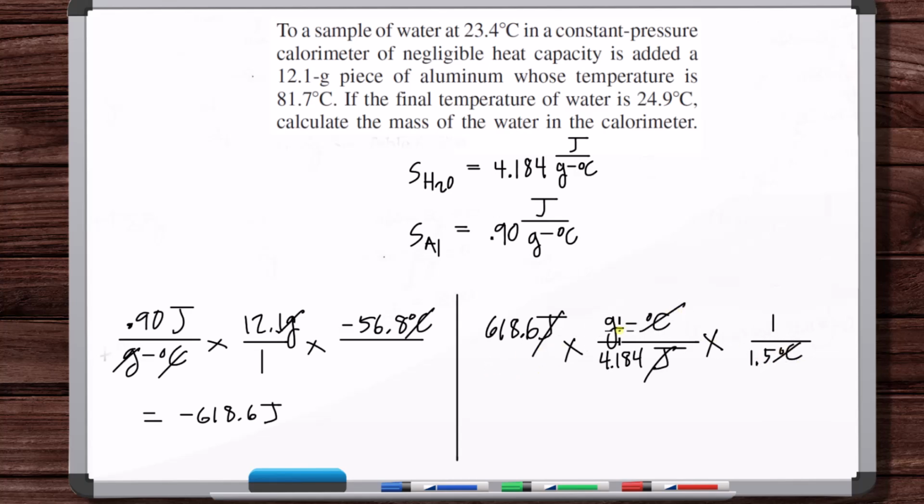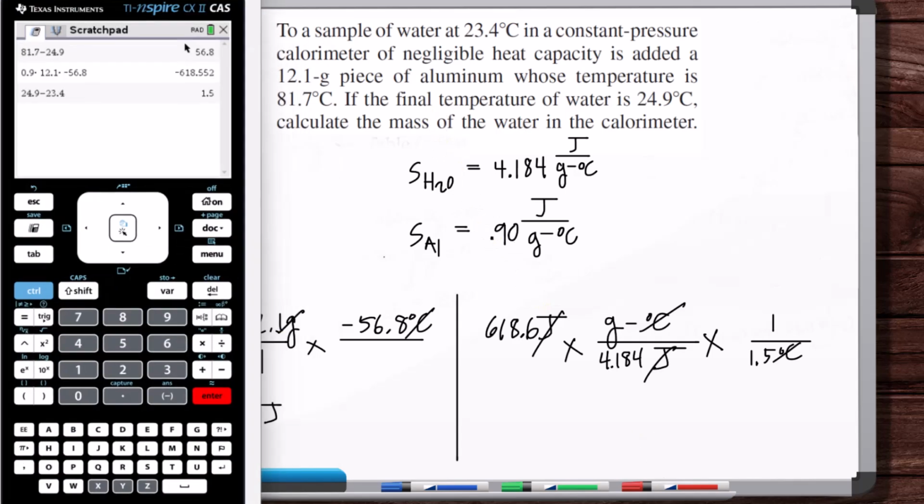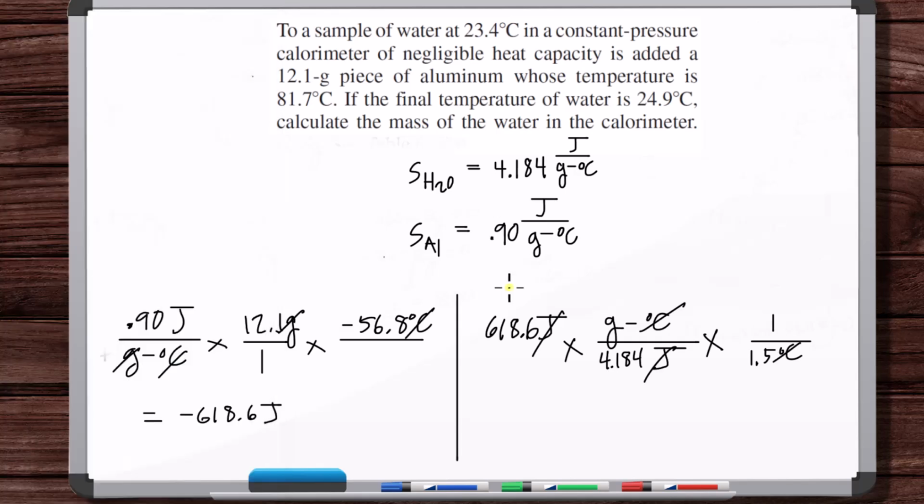All right, so now we're in grams. That's what we're looking for, grams of water. So, okay, 98.6 grams of water.